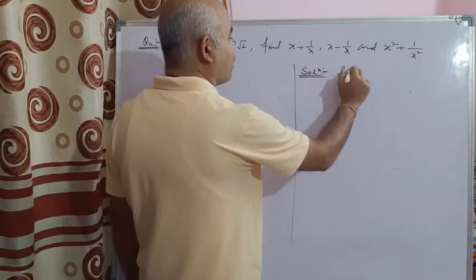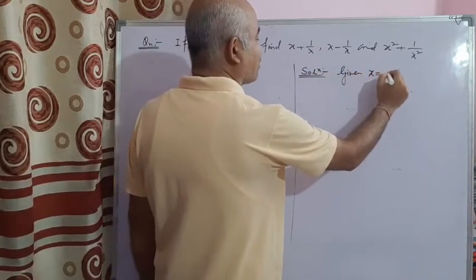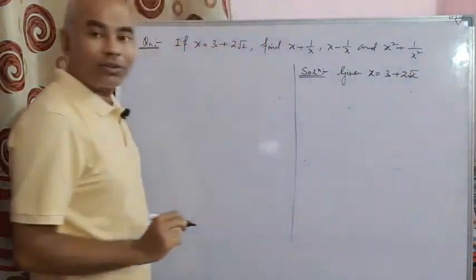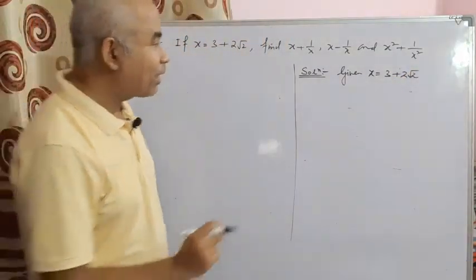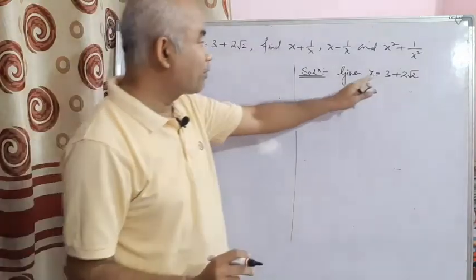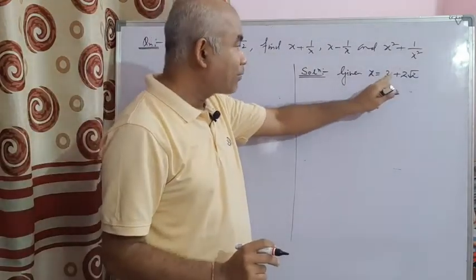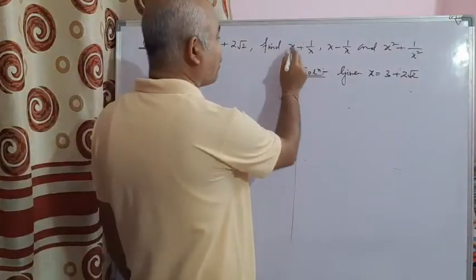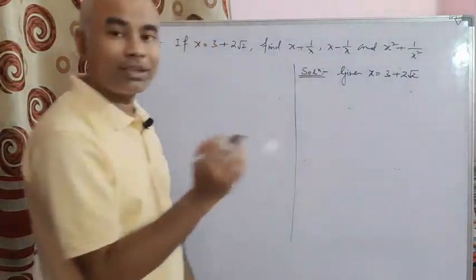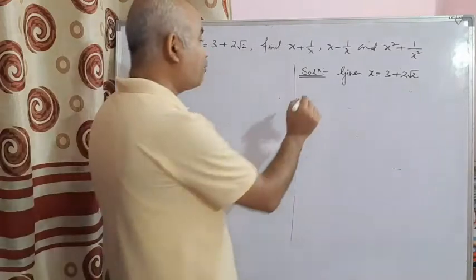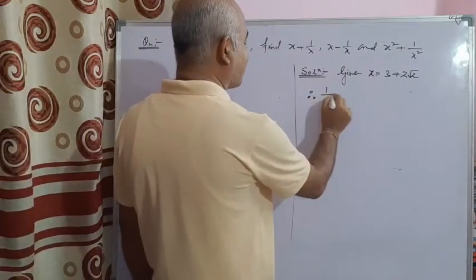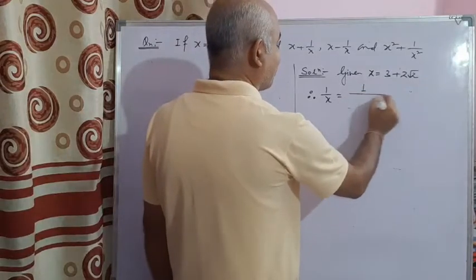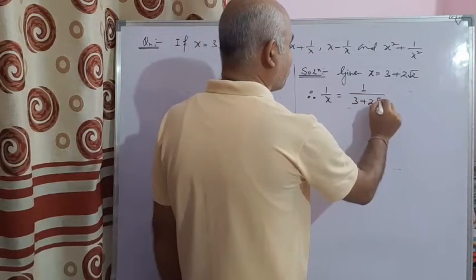Given x is equal to 3 plus 2 root 2. So if you observe it, then you can notice that x is actually the sum of square roots of 9 and 8. So then before calculating x plus 1 by x, x minus 1 by x, etc., you find out what is 1 by x. What is 1 by x? That means what is 1 by 3 plus 2 root 2.